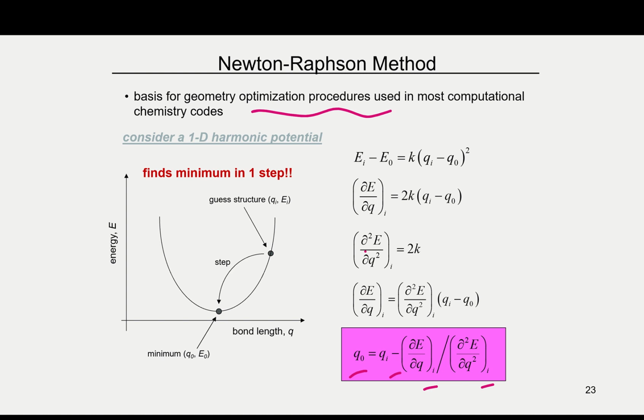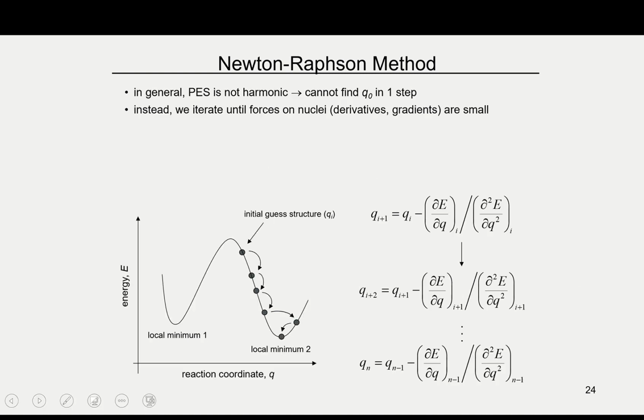Now let's move towards the next slide. The next slide tells about the Newton-Raphson method. If the system is not harmonic, like the first case we talked about, which was completely harmonic, then what will be the PES, the potential energy surface? We cannot find Q naught in one step.